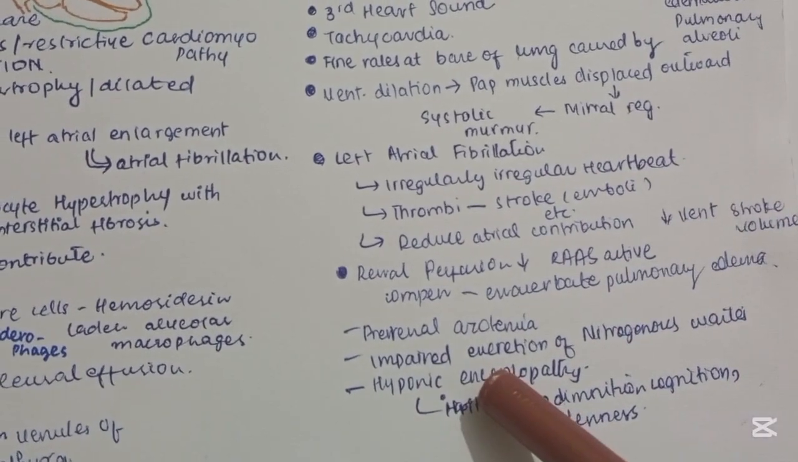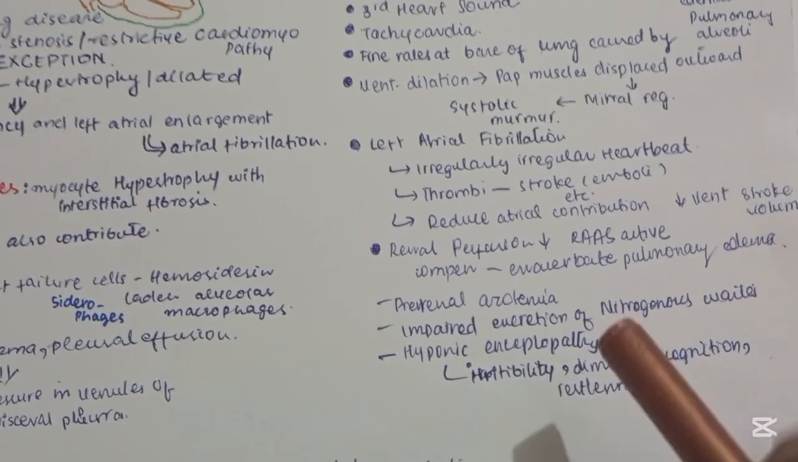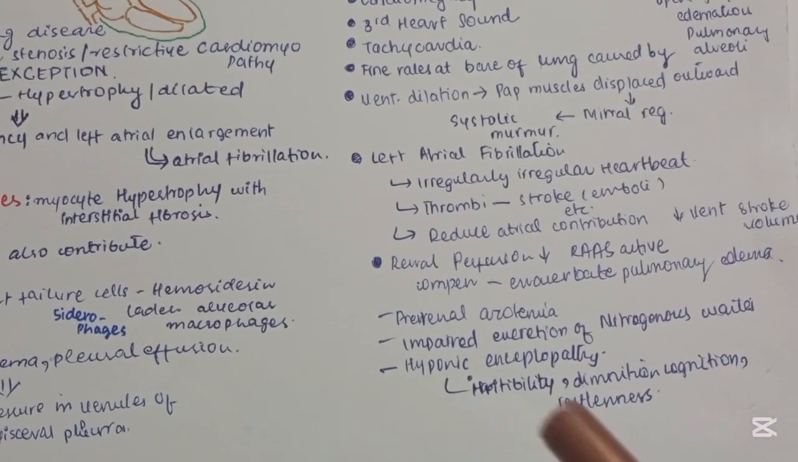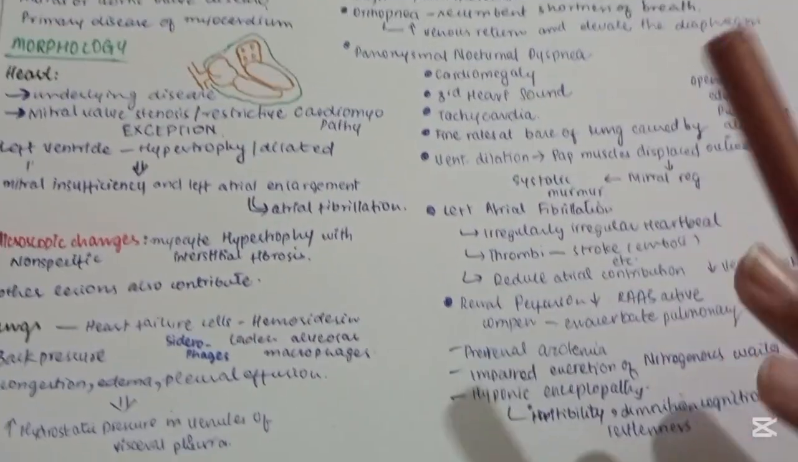Prerenal azotemia can occur, with impaired excretion of nitrogenous waste. Next is our CNS effect. This can lead to hypoxic encephalopathy, and that can manifest as irritability or restlessness. So that's all about left-sided heart failure.